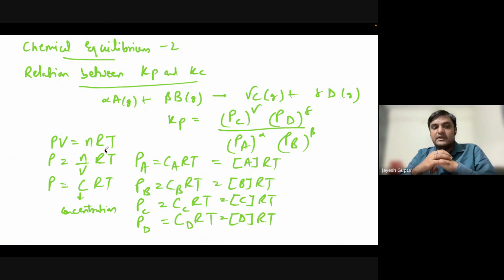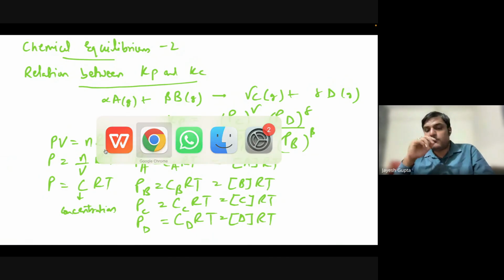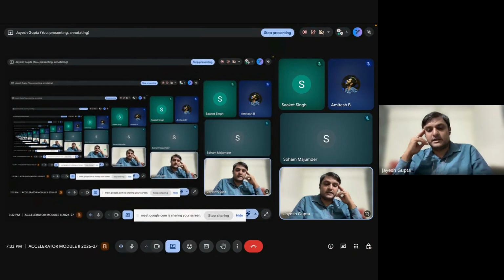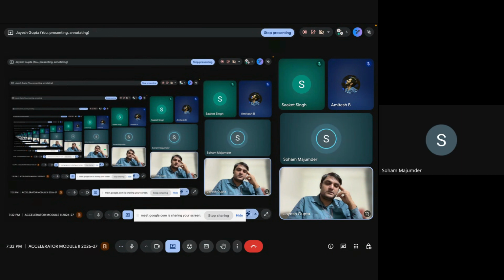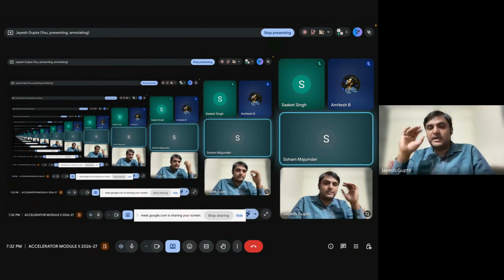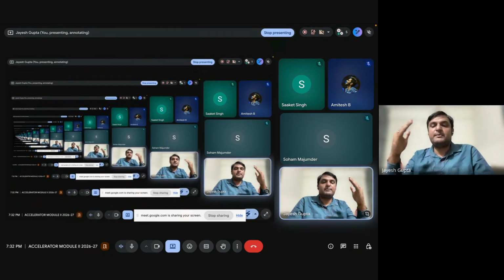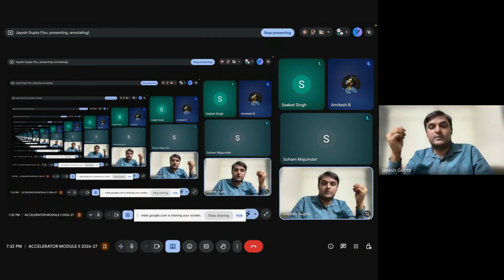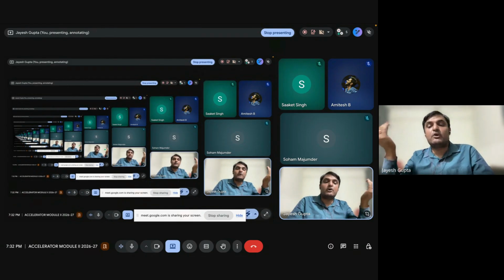Based on that, there are different laws, for example, Boyle's law. Do you know Boyle's law? Sir, P1V1 is equal to P2V2. Yes, PV is equal to constant. Pressure is inversely proportional to volume. Then we have Charles' law, volume directly proportional to temperature. And Gay-Lussac's law, pressure directly proportional to temperature. And then we have one more law, Avogadro's law, volume directly proportional to number of moles.